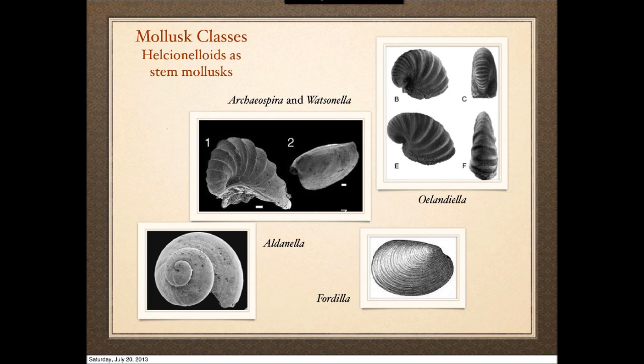The helcionellids are these little cap-shaped things. What's really cool, some of them become laterally compressed, weaken the shell along the dorsal side of the shell, and eventually those become two valves. And there's Fordilla, one of the earliest bivalves. So we see a beautiful set of transitions from those cap-shaped shells to the first bivalves. We also see good transitions between them and the first gastropods.